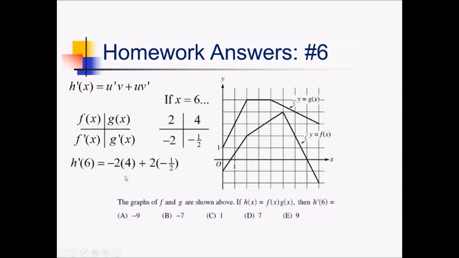So we've got to simplify now to get an answer choice. So we've got negative 8, and this is going to be minus 1. So that's a grand total of negative 9, giving us answer choice A.